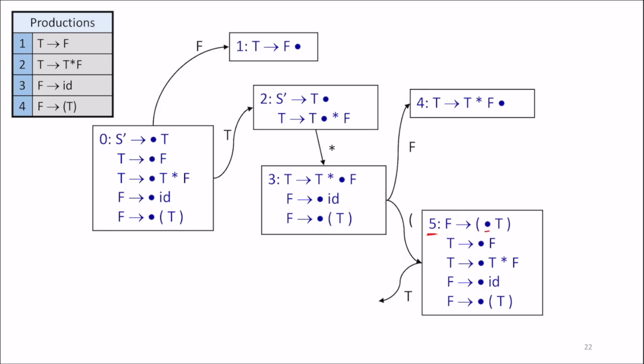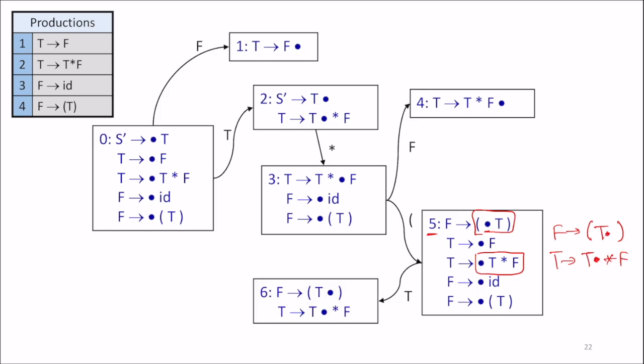So t over here, there's a dot in front of a t over here, and there's nothing else. So there's only 2 of these. If I move the dot across these, I would get f goes to open parenthesis t dot close parenthesis, and t goes to t dot times f. And that's a set I haven't seen before, so I generate a new state number 6, which has these 2 dotted items in it. I'm not drawing the curly braces on these states, but they are each assumed to be a set. I'm not putting the curly braces just to keep things a little less cluttered.